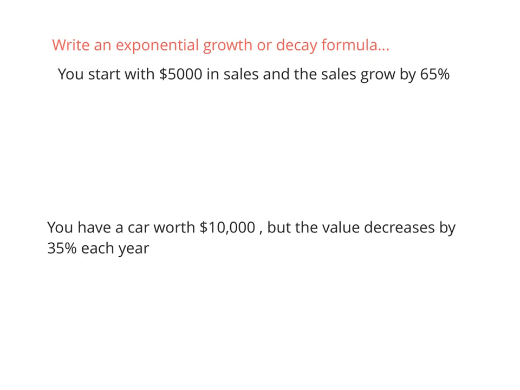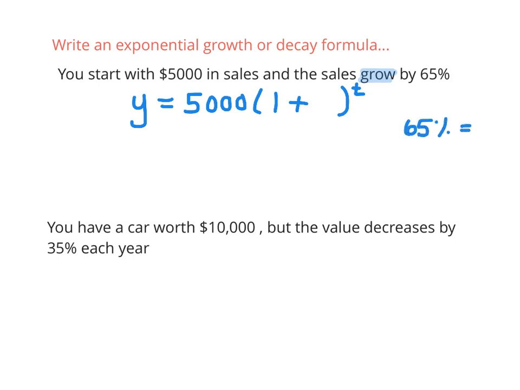So we start with $5,000 in sales, and the sales grow. So as soon as we see that word, we know it's exponential growth. So if it's exponential growth, then we're growing by 65%. Exponential growth is in the form y equals, our starting value is $5,000. We start with 1, and then we add the amount that we grow, but as a decimal instead of a percent. So 65% is the number 0.65. So I'm going to add 0.65.